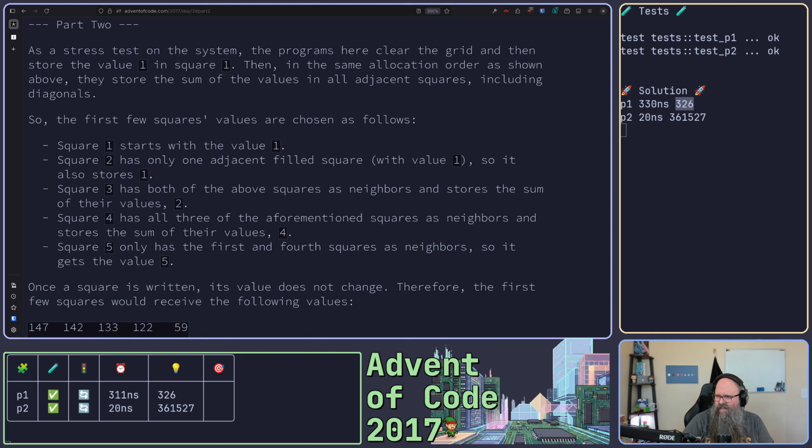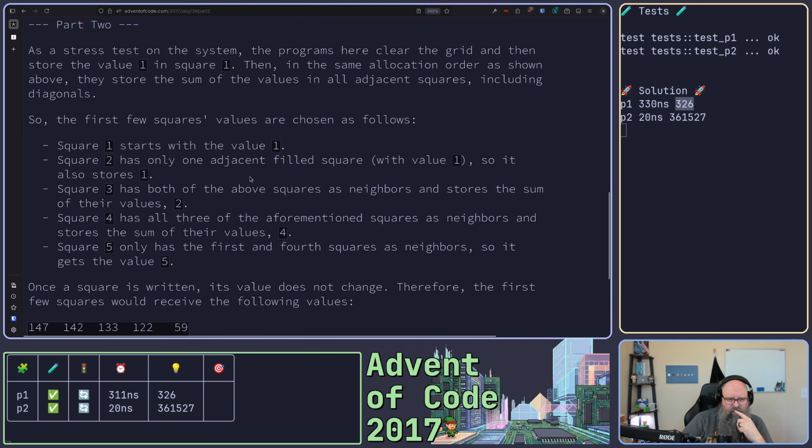Okay. Part 2. As a stress test on the system, the programs here clear the grid and then store the value 1 in square 1. Then in the same allocation order as above, they store the sum of the values in all adjacent squares, including diagonals. So the first few square values are chosen as follows. Square 1 starts with the value 1. Square 2 only has one adjacent filled square, so it stores 1. Square 3 has both values of 1 and 2.